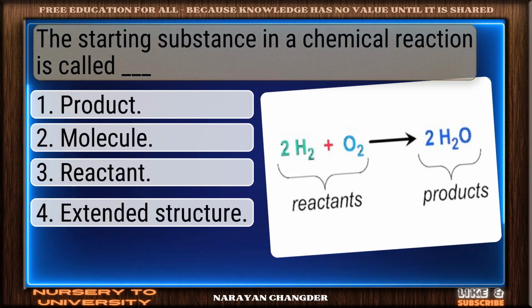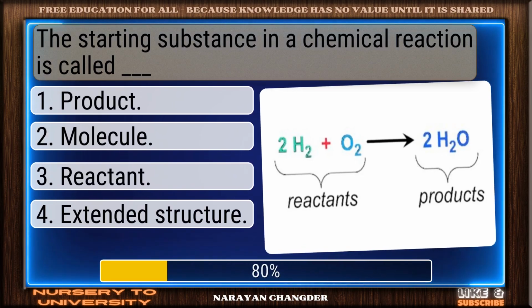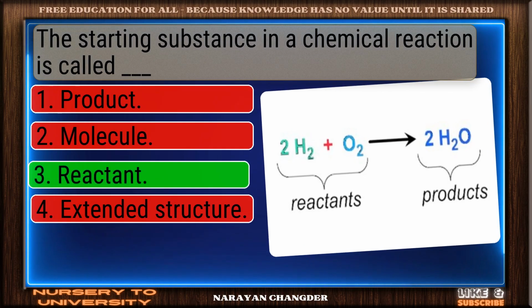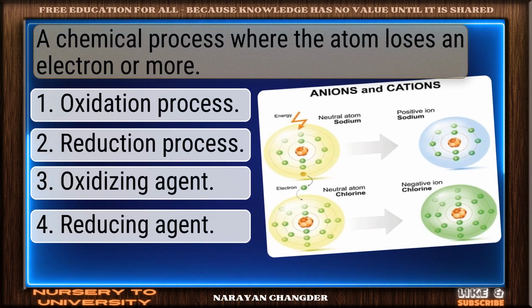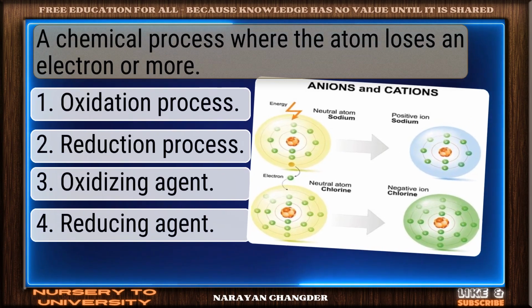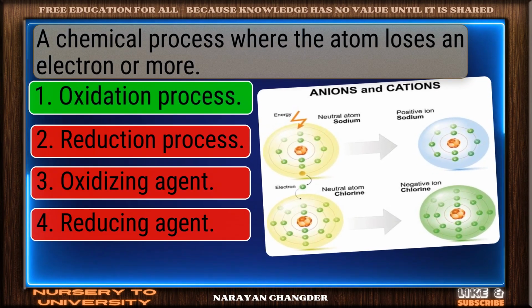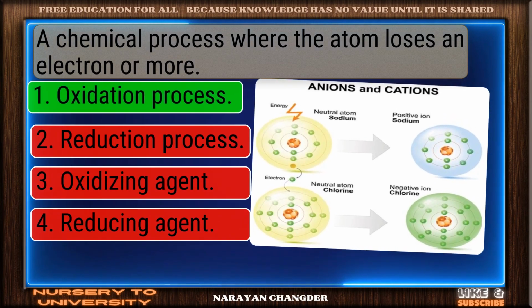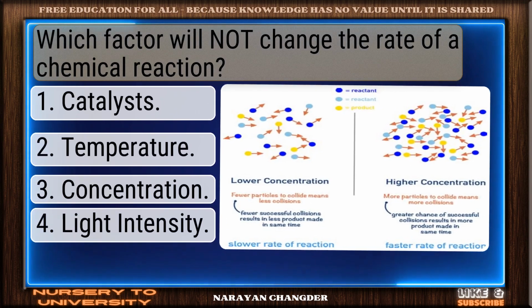The starting substance in a chemical reaction is called dash. Good thinking. Reactant is the right answer. A chemical process where the atom loses an electron or more. Right choice. Oxidation process is the best answer. Which factor will not change the rate of a chemical reaction?